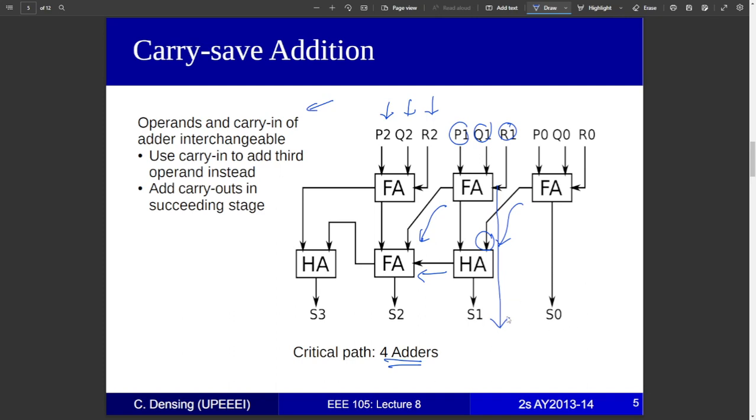So if you wire them up like this, then you get a shorter critical path. You can find it from R0 right here. If I am R0, I go through this full adder, then this half adder, then this full adder again, and then this half adder all the way to S3. So the critical path is now 4 adders. And this critical path will only improve more and more as the number of bits of the addition gets higher. Since it's less than n, it's better than the normal ripple carry adder.